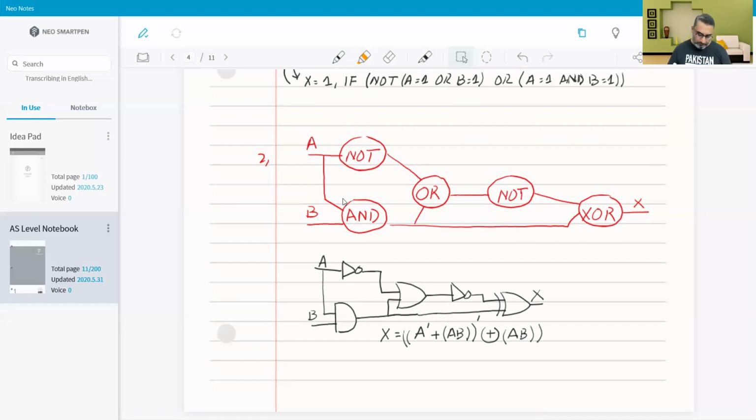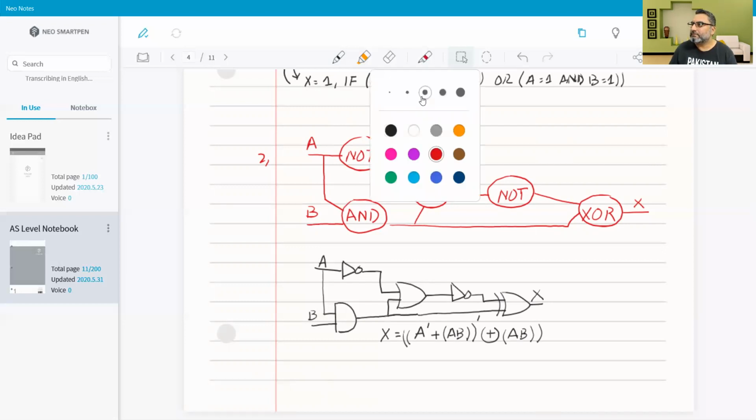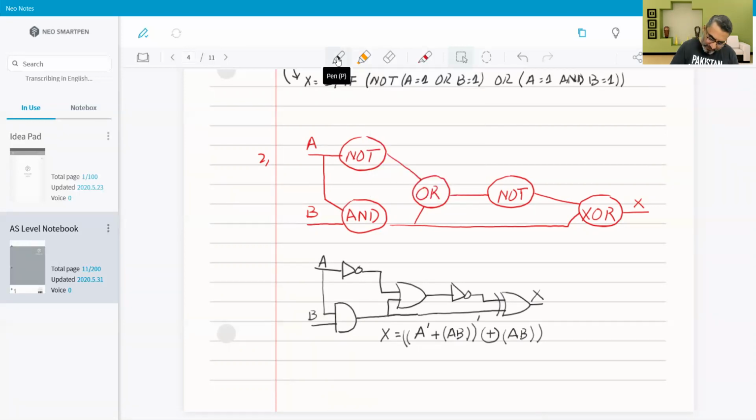Let's see how. This is A naught, this is plus, so this would become A naught plus. This is AB. As I said, other than NOT gate, you would have to put everything inside bracket as soon as the input goes through a gate. So this input would go straight as well as here. This would be AB.